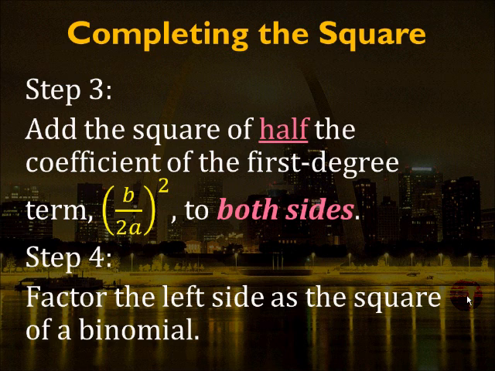Number 4, we're going to factor the left side as the square of a binomial, because once you get x squared plus b over a x plus b over 2a quantity squared, you are going to have a perfect square on the left. You can factor it as a perfect square.